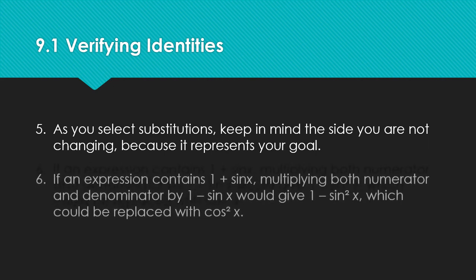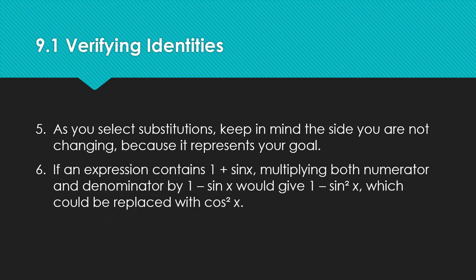And if an expression contains 1 plus sine x, if you multiply the numerator and denominator by 1 minus sine x, it gives you 1 minus sine squared of x. Well, Pythagorean identity, if you solve it for cosine squared, you get 1 minus sine squared. So 1 minus sine squared is the cosine squared, and that's a nice trick you can use a lot of the times.